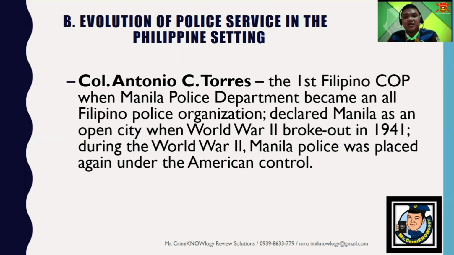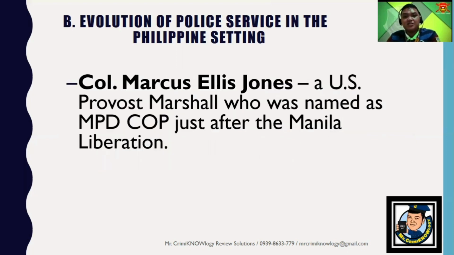Colonel Antonio C. Torres was the first Filipino chief of police when the Manila Police Department became an all-Filipino police organization from the lowest rank up to the highest rank. The high-ranking police officers were all Filipino during his time. He declared Manila an open city when World War II broke out in 1941. During World War II, the Manila Police was placed again under American control. Colonel Marcos Ellis Jones, a U.S. Provost Marshal, was named the MPD Chief of Police just after the Manila Liberation.